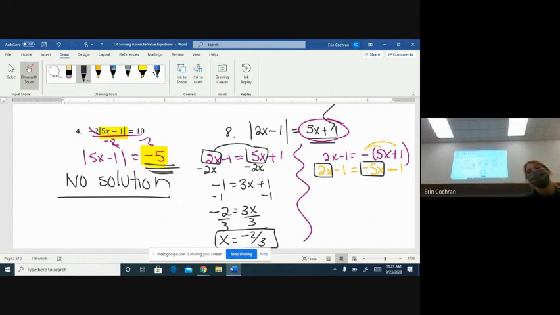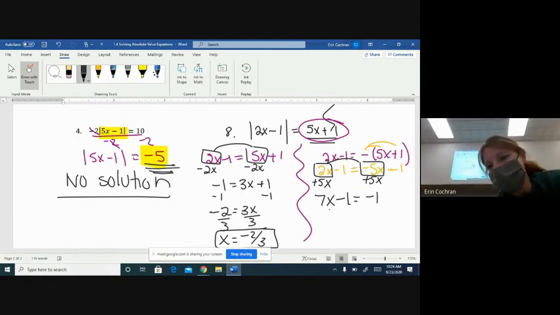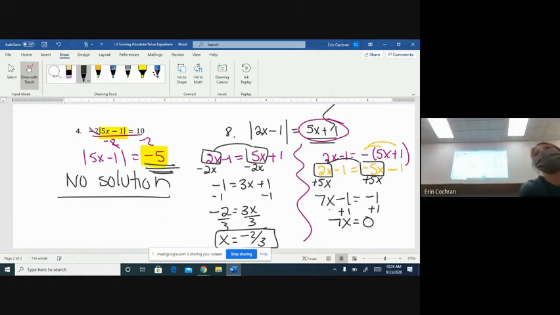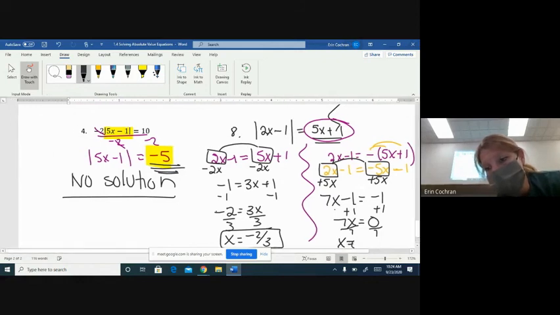Okay. Now, do you guys want to move the 2x or the negative 5x? Okay. I would move the 5x. Do you guys want positive numbers or negative numbers? Positive. So how would I move a negative 5x over? Wouldn't I add it? So it's 2x plus 5x. 7x minus 1 equals negative 1. And then what? Add 1. So 7x equals 0. Then what? Divide by 7. And what's 0 divided by 7? 0. Okay. Now we have our two answers.